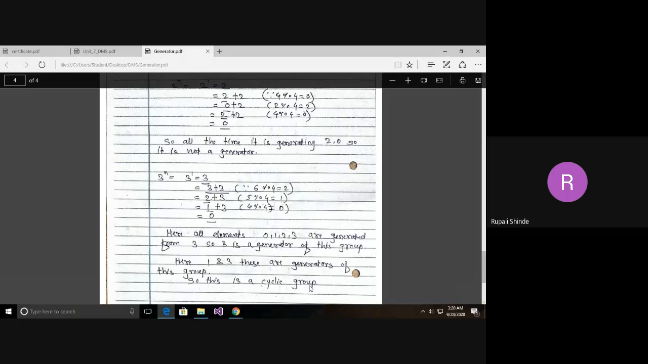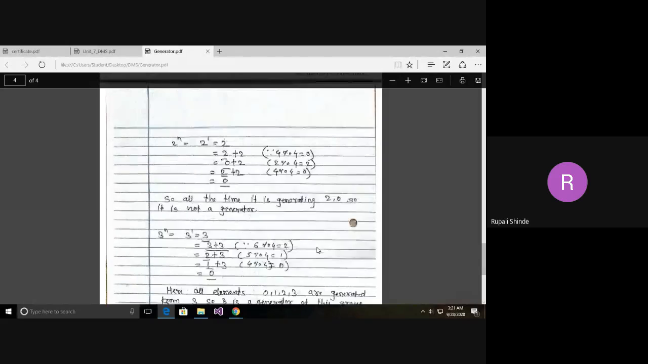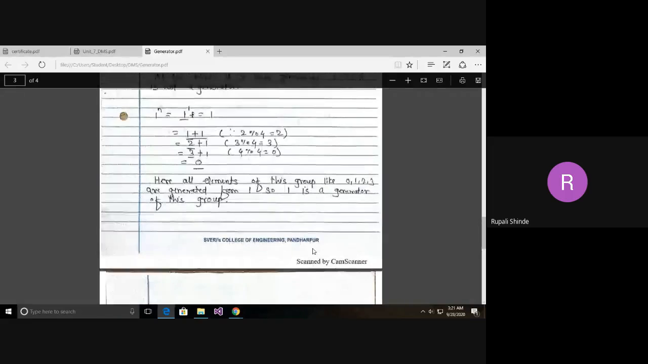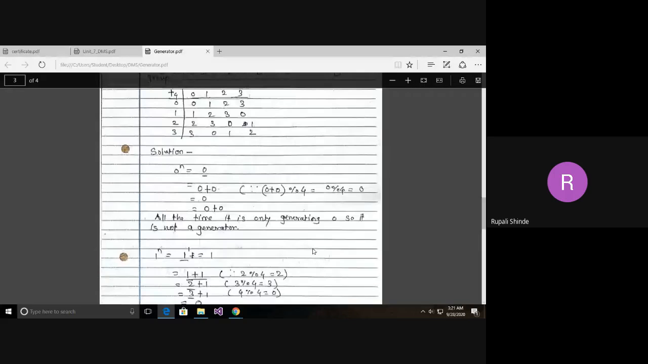Have we understood this? Yes, ma'am. Okay. So here we have completed unit number 7, that is groups. Do you have any doubt regarding this chapter?